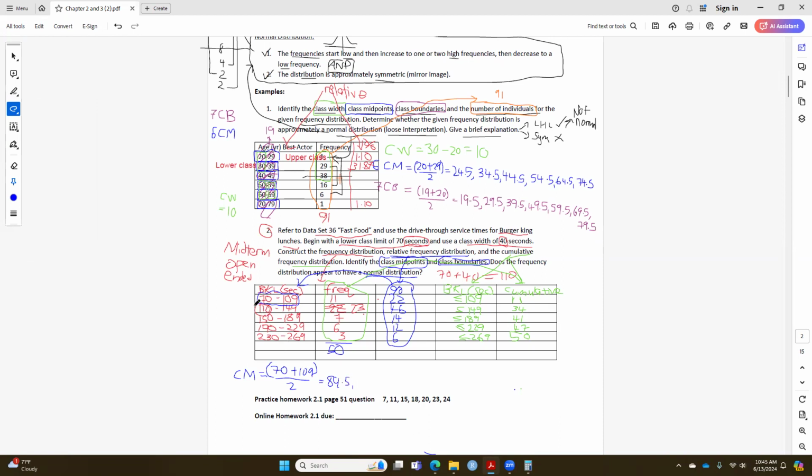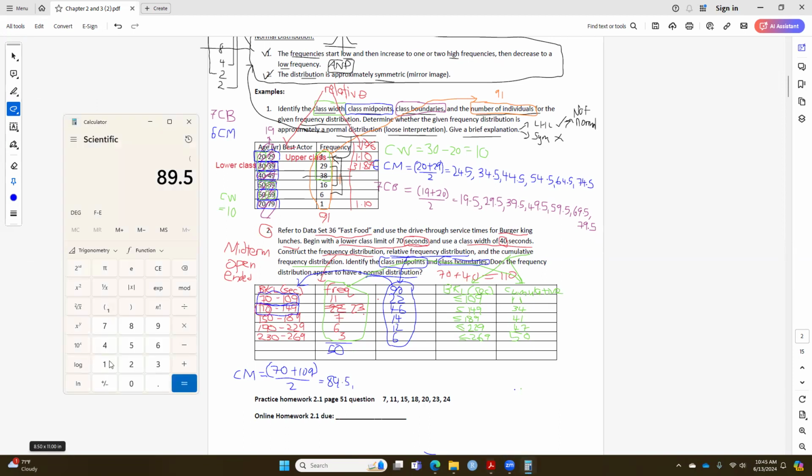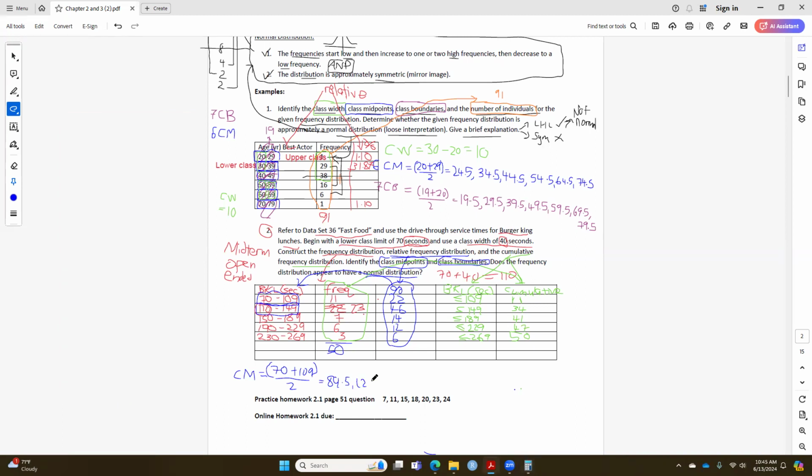And then for the next class midpoint, you should do the same with 110 and 149. So you will do parentheses 110 plus 149, close the parentheses, divided by 2. So this is 129.5. That will be your next class midpoint.